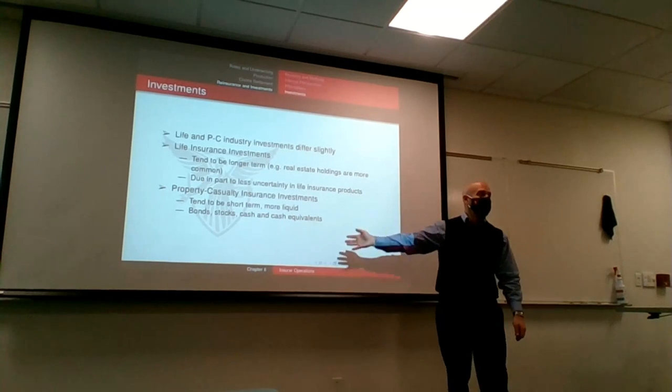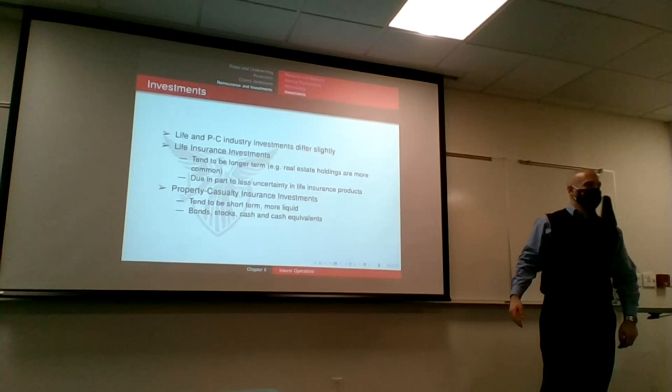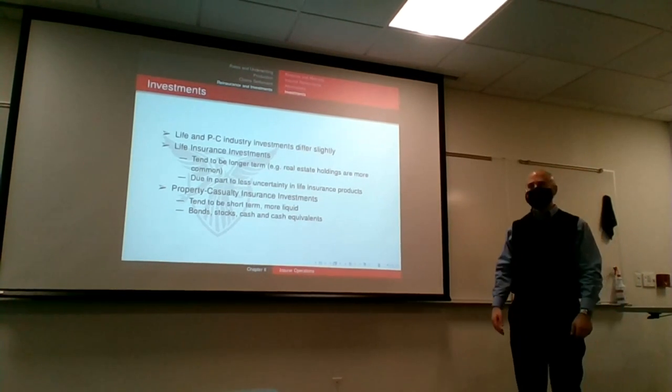Life insurers hold slightly more real estate. Property and casualty insurers do not hold a lot of real estate. Those are longer term, and they can be more risky. When the market tanks real estate, it can tank pretty hard.